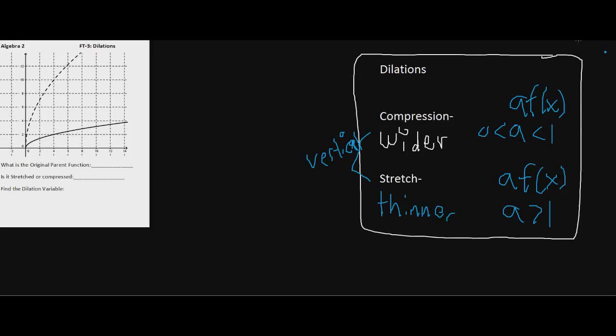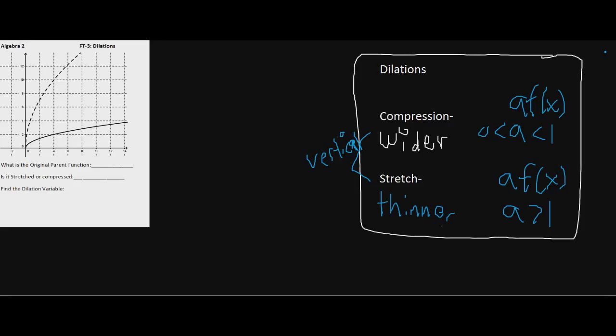Now, a quick review. We're going to be talking about dilations, which just means when a compression or a stretch occurs. When a compression occurs, you can think of it as your function getting wider, or getting closer to your x-axis. You can think of it as a stretch when it's getting thinner or getting closer to your y-axis. I'll explain a little bit more of that.